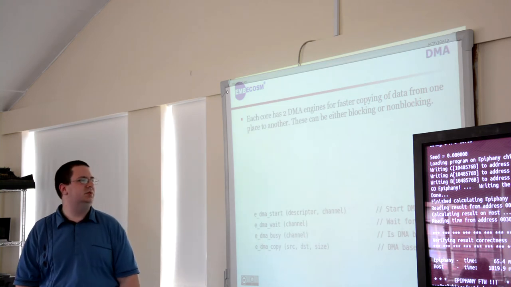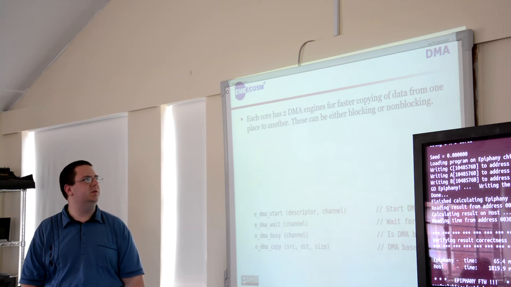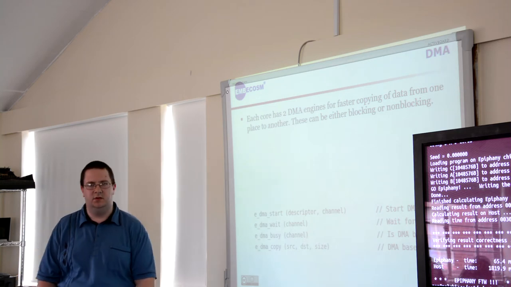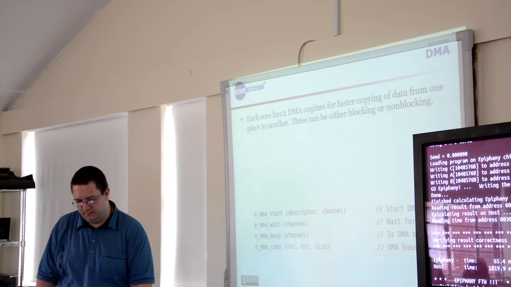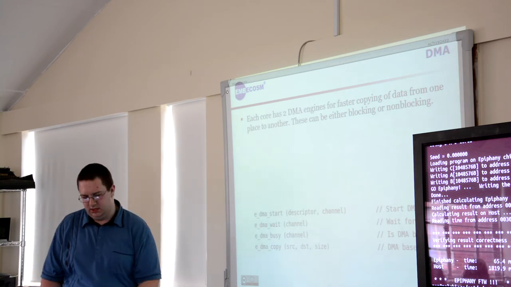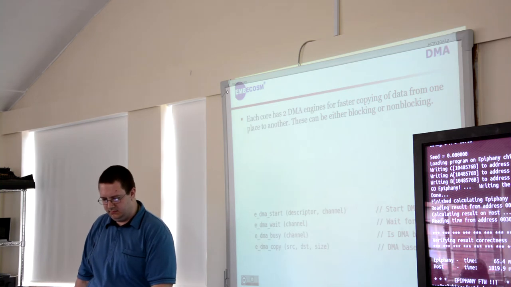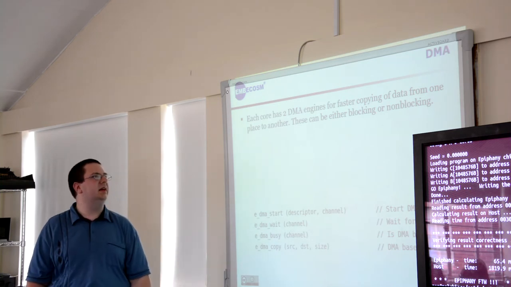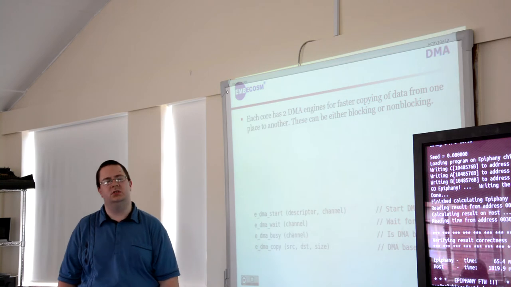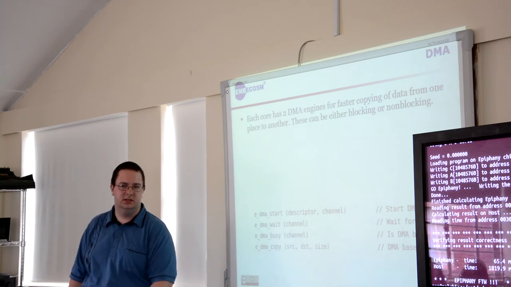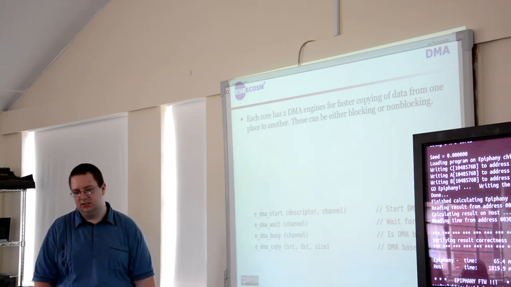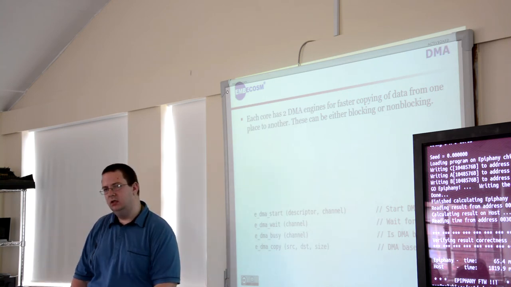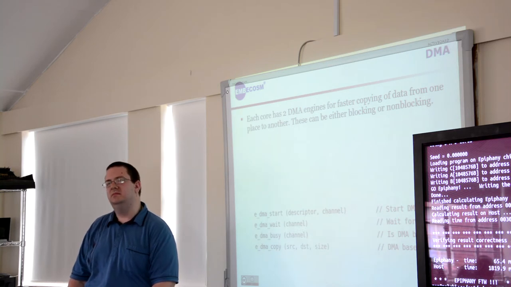each core has two DMA engines which can be used for copying data from one place to another more quickly than one word at a time. These can also be used in a blocking mode or a non-blocking mode, so you can start off a copy and do something else and have an interrupt triggered when the copying's finished. Can you interrupt another core? So if you do a DMA to another core, have it interrupted? Yes.